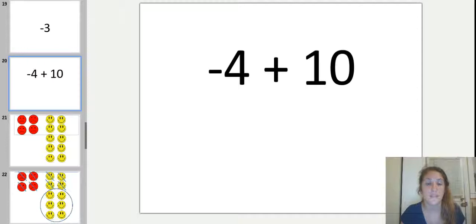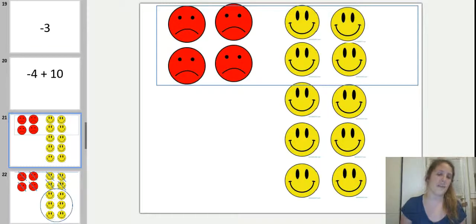Negative 4 plus 10. Let's ask ourselves, more good guys, more bad guys? 4 bad guys, 10 good guys? There are more good guys. About time that those good guys win. I'm drawing this again. I have 4 bad guys on my left and 10 good guys on my right. Again, same thing's going to happen.